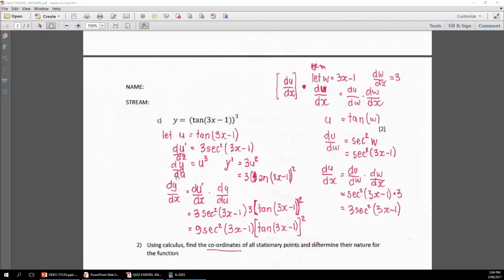dy by du, so we're back over here. So I went all the way over there just to do a separate du by dx for that little tan 3x bit. Now dy by du, that dy by du is what I'm finding. y equals u cubed, and y dash, which is dy by du, equals 3u squared.